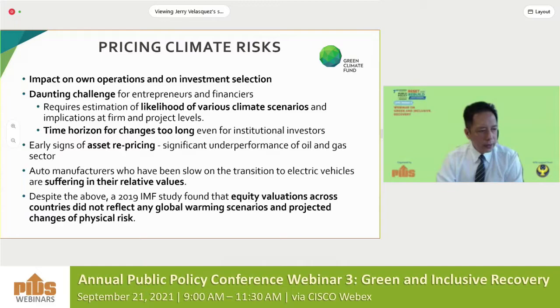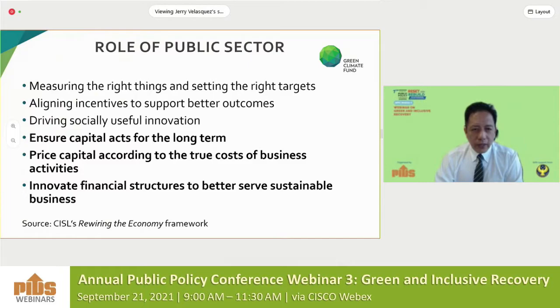So how can we make finance more sustainable? The public sector has a very clear role because it measures the right things and sets the right targets. That's the most important aspect: the NDCs, the policies, the goals, aligning incentives to support better outcomes, driving socially useful innovation, and promoting innovation that the public sector thinks is key.